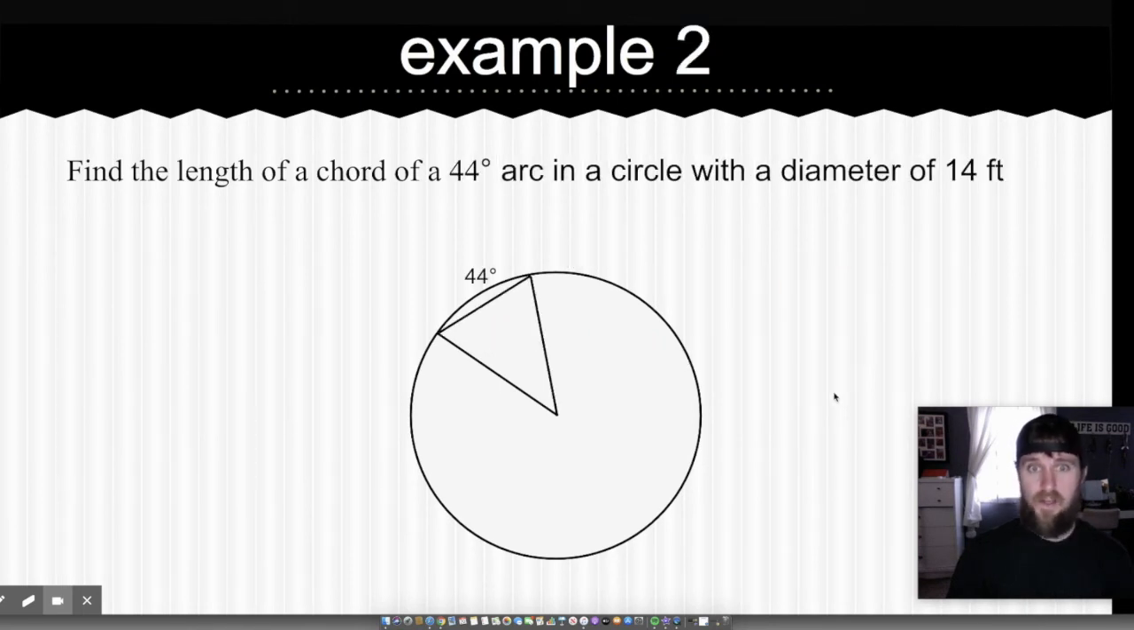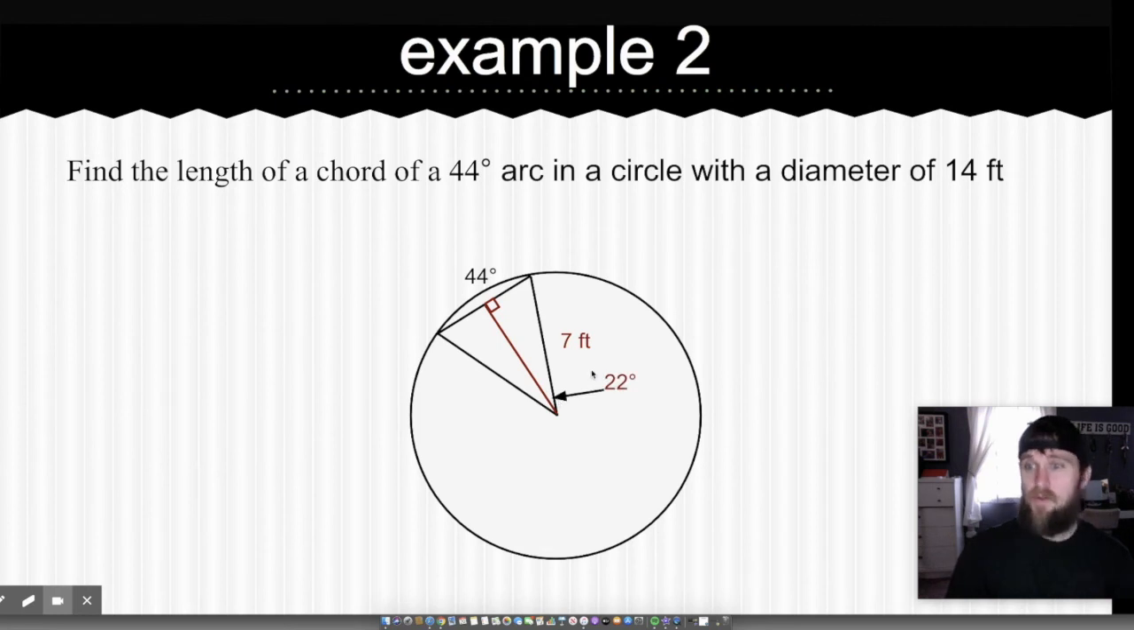Okay, second example, let's say our arc now is 44 degrees. The diameter is 14. Remember, diameter is double the radius. You know the radius is 7. That's the first thing I'm going to put down on there. But now we're going to repeat that same process. We're going to split the triangle in half at 90 degrees. We know this angle down here is going to be this one split in half, so it's 22 degrees.